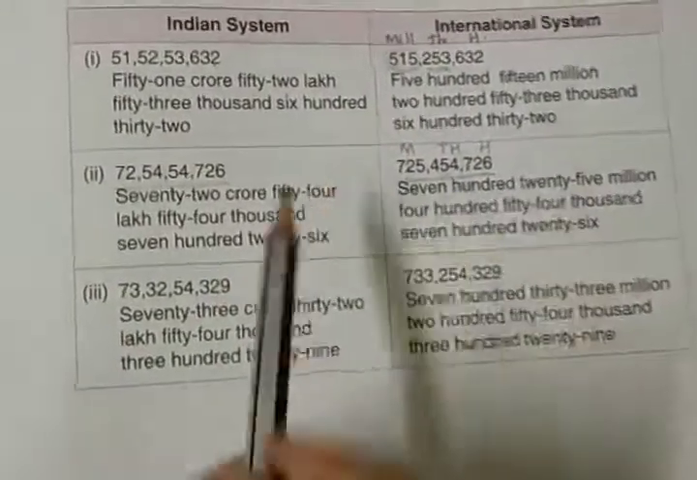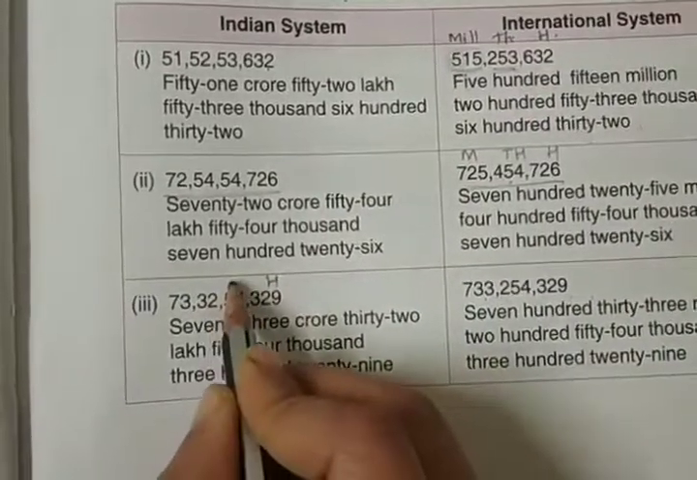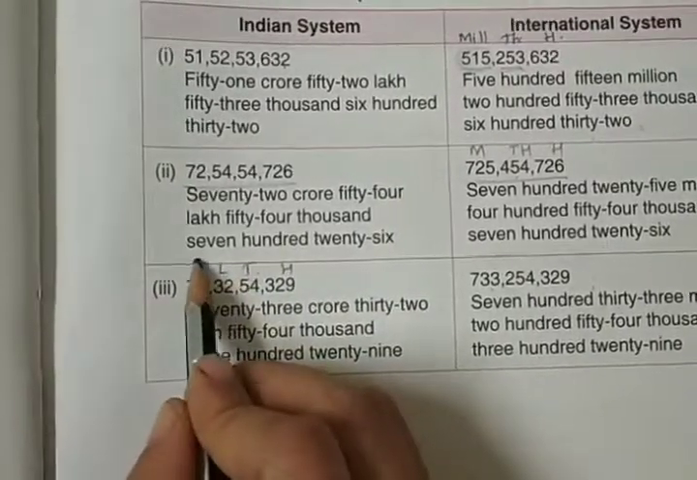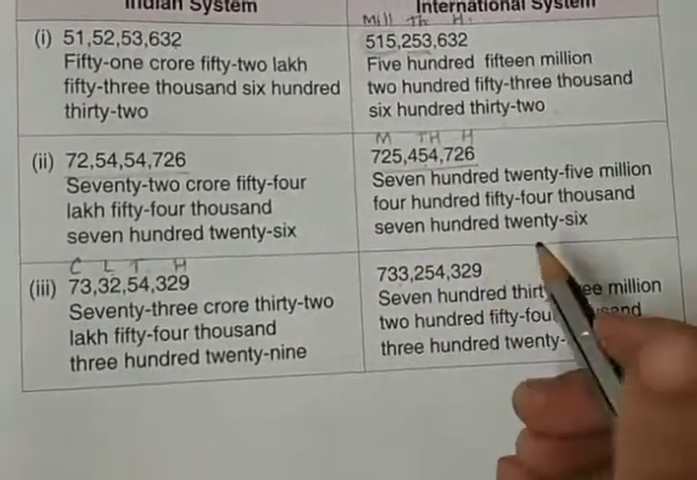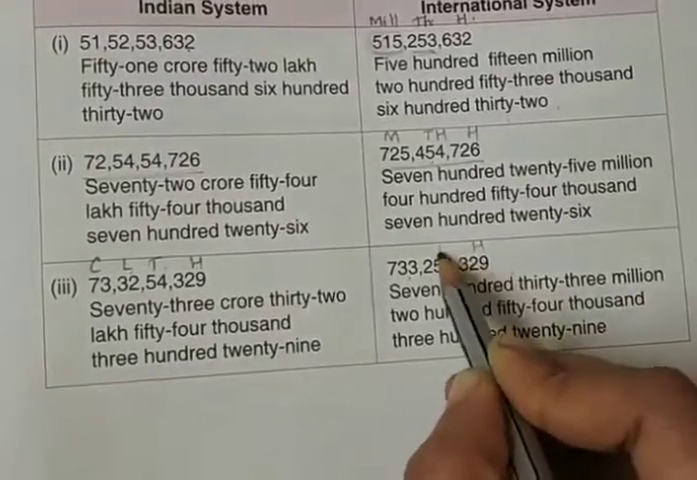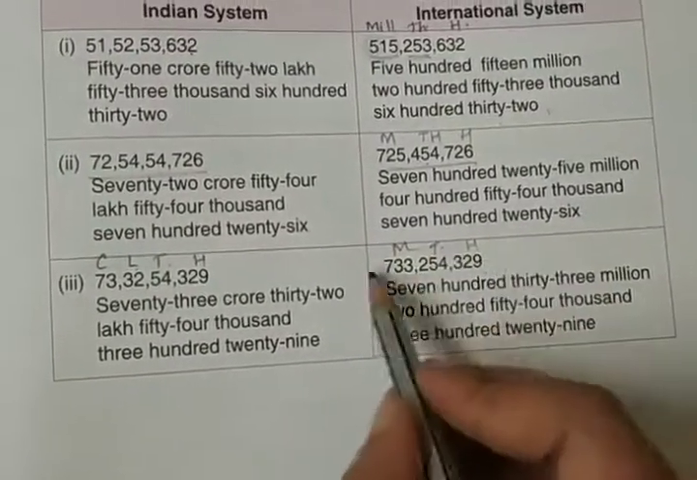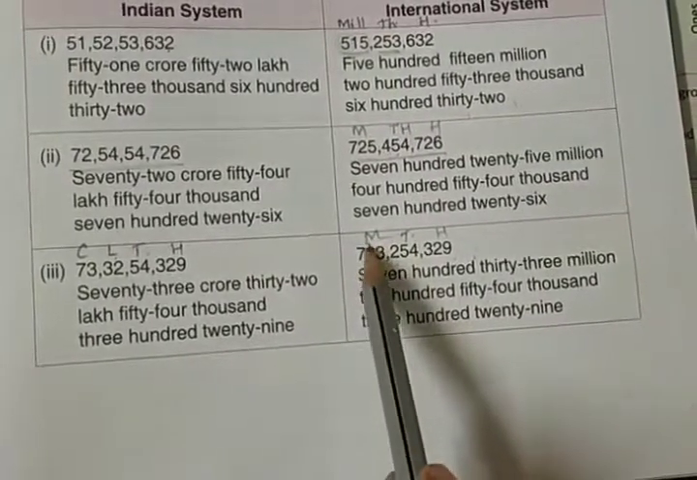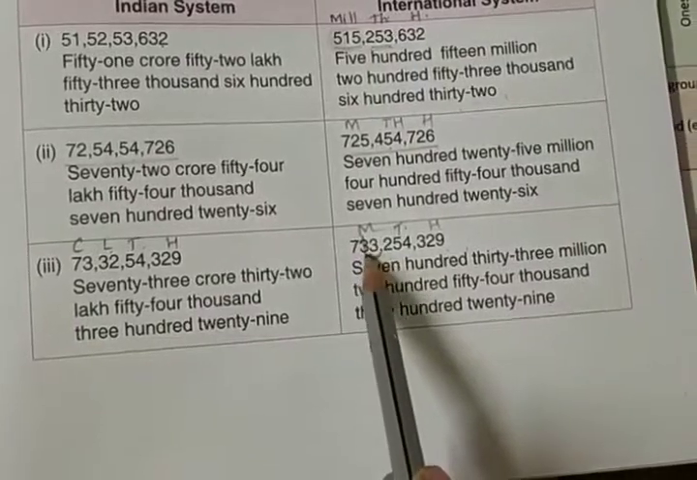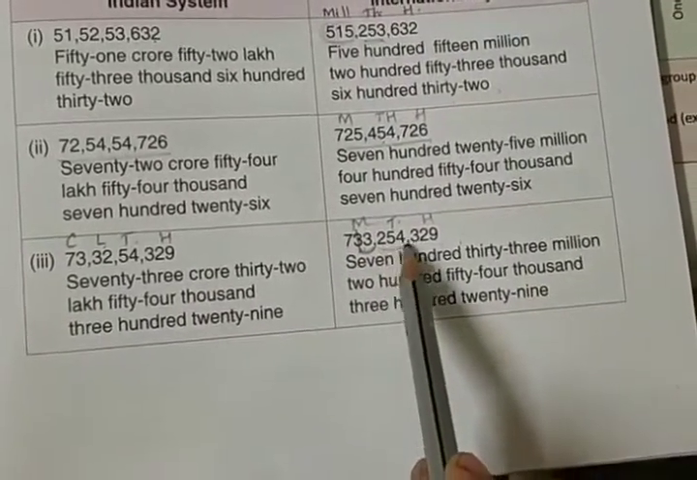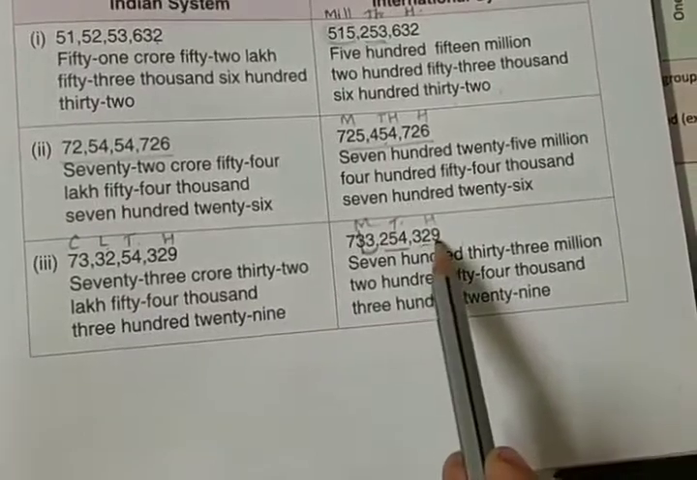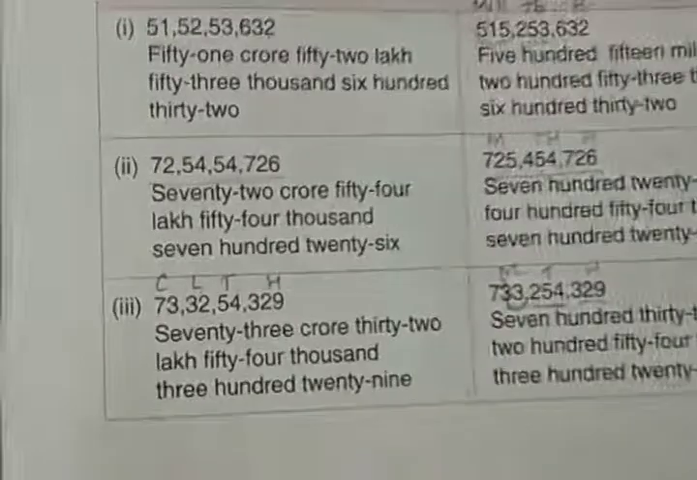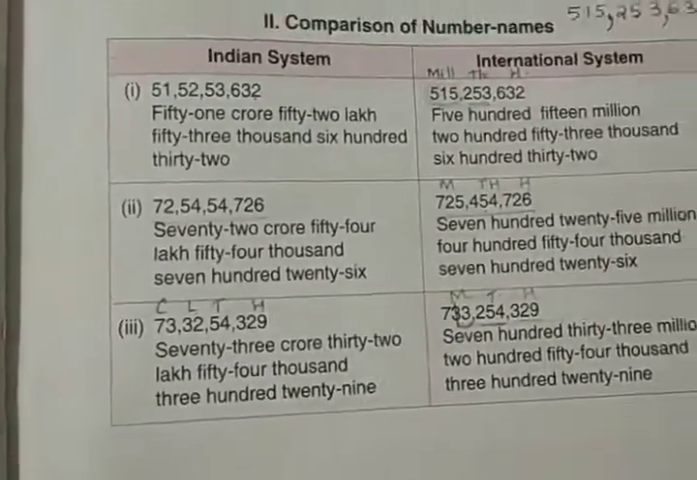In the Indian system you have hundreds, then the thousands period, then the lakhs period and then crores. But for the international system you have hundreds, then thousands and millions period. So accordingly you have to name. If you had just this number, it would be 33,254,329 if you had an 8-digit number. So this is how you read numbers in the Indian system and the international system.